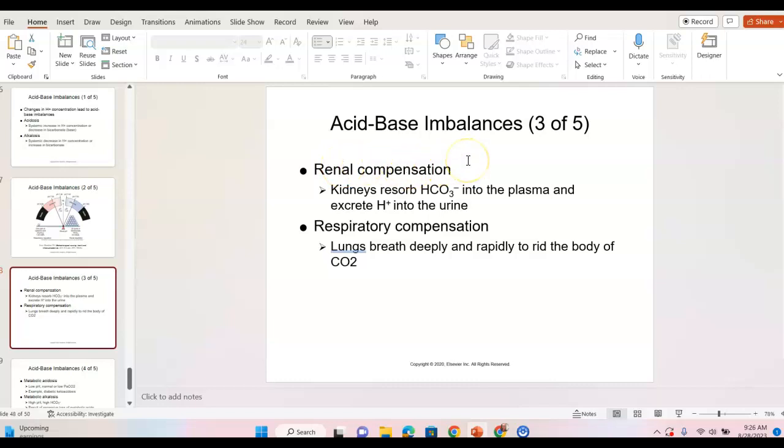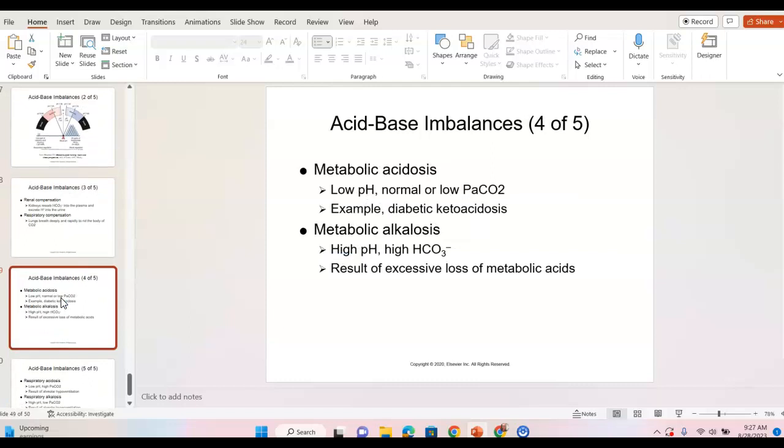A good example for when the lungs will compensate is ketoacidosis. With ketoacidosis, we get too acidic in the bloodstream, and we will try to get rid of CO2 to balance the pH in the body. That's a good example. I think those would be the primary ones that you would see as an example.